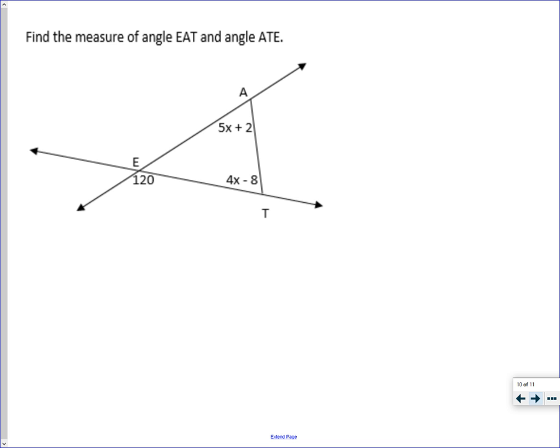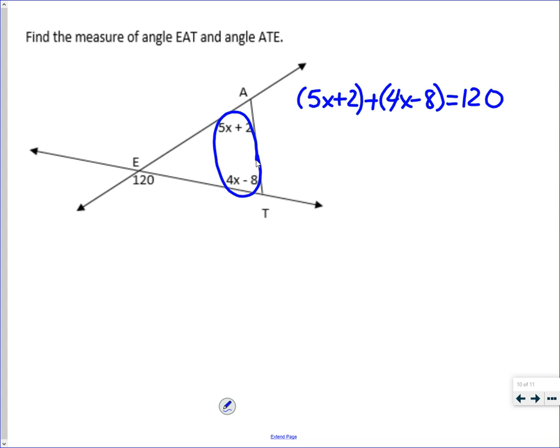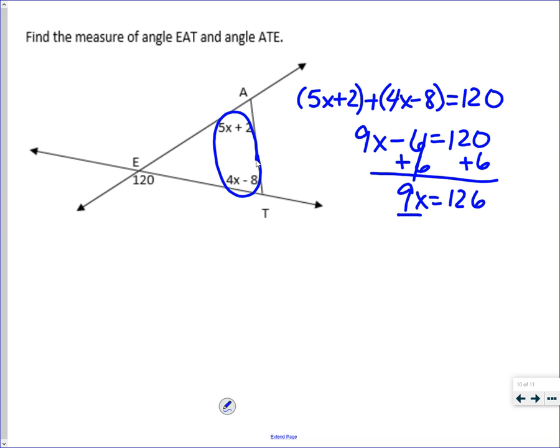Here's the last problem. Getting a little bit more difficult. I know that the exterior angle at E is 120 degrees. And I know that an exterior angle would be equal to these two interior angles that it's not touching. So I would have 5x plus 2 plus 4x minus 8 equals 120. So that's going to be 9x minus 6, and 126 divided by 9 is going to be 14.